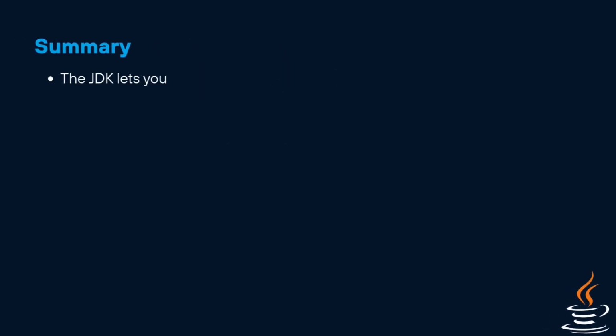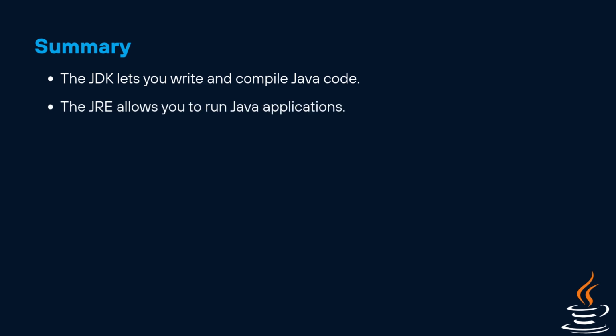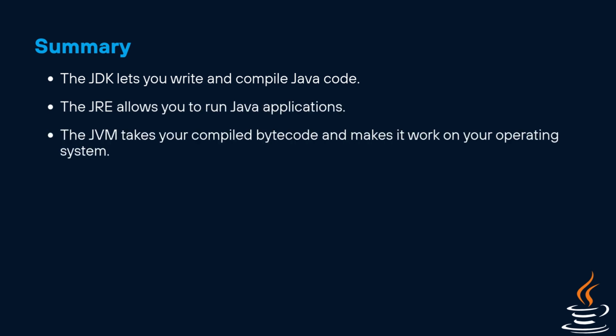So to summarize, the JDK lets you write and compile Java code. The JRE allows you to run Java applications. The JVM takes your compiled bytecode and makes it work on your operating system. This process, writing, compiling, and running Java code, is the foundation of how Java works and why it's so popular. Understanding this helps you appreciate how powerful and flexible Java really is.